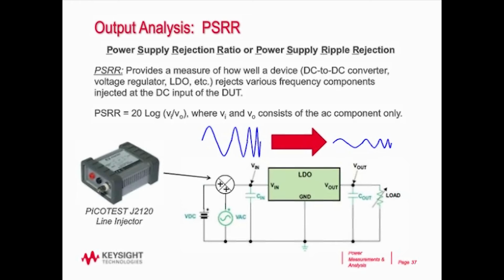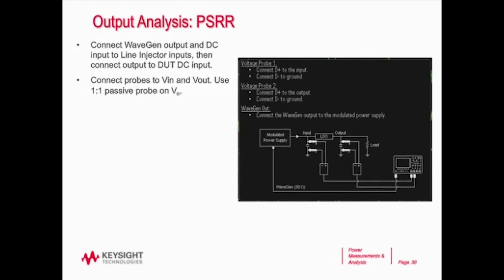So let's take a look at the PSRR measurement on the scope. First of all, you connect your waveform generator output to this line injector, your summing network, and then you connect your probes up to measure Vin and Vout. Now, we recommend that for measuring Vout, you use a one-to-one passive probe, because if you've got a lot of rejection on your converter, the output voltage level is going to be extremely low, and that's one of the limitations of using a scope for this measurement. Typically, you use a network analyzer.